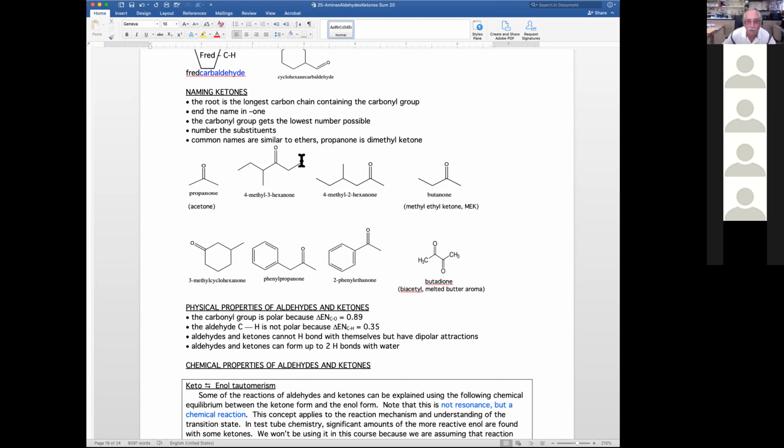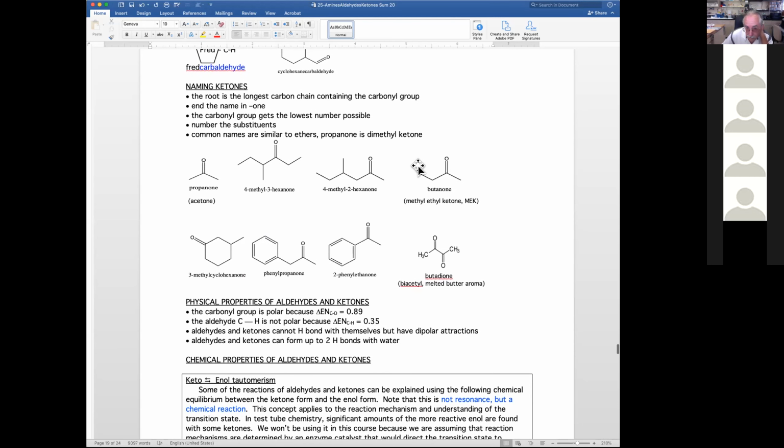So what about this one? I got 1, 2, 3, 4, 5, 6 in a row. So it's going to be hexanone. And where is the carbonyl group? 1, 2, 3, or 1, 2, 3, 4. So 3-hexanone, that sets the numbering system. So this is 4. So 4-methyl-3-hexanone. So 1, 2, 3, 4, 5, 6. It's hexanone again. It's 2-hexanone. So that sets the numbering system. 3, 4. So that's 4-methyl-2-hexanone.